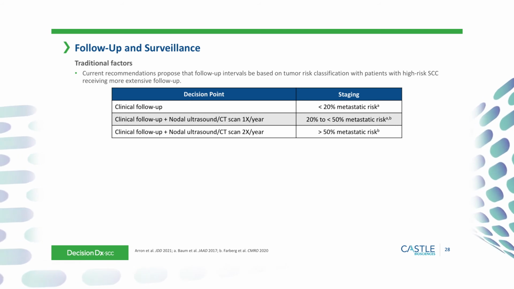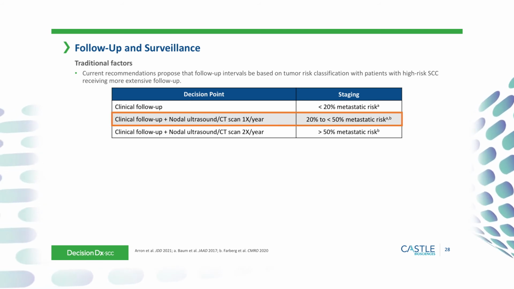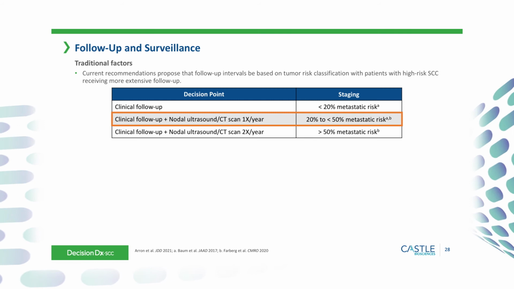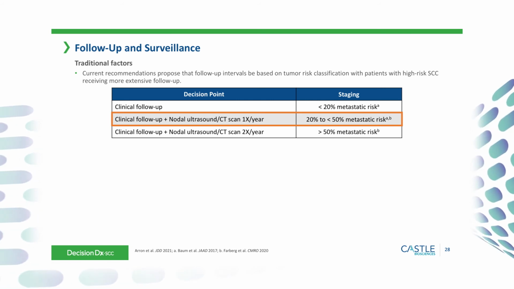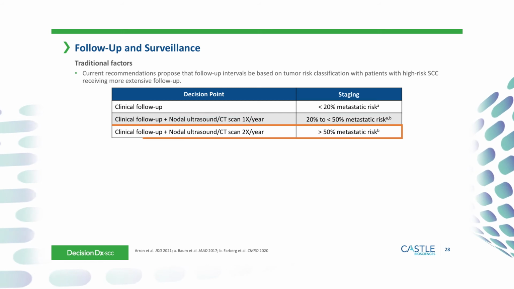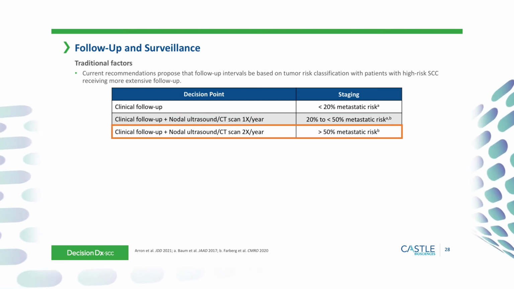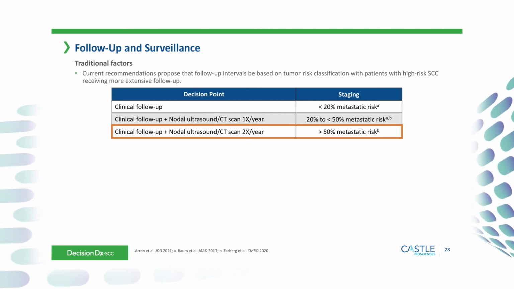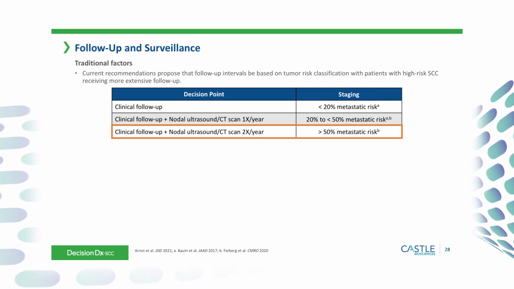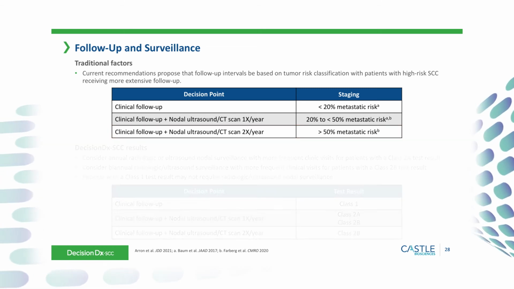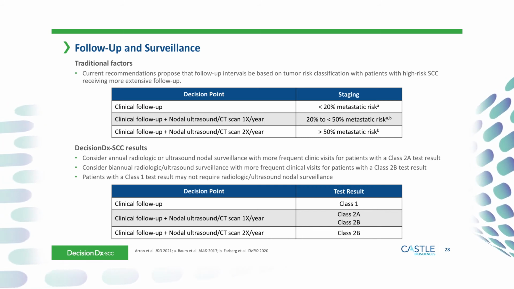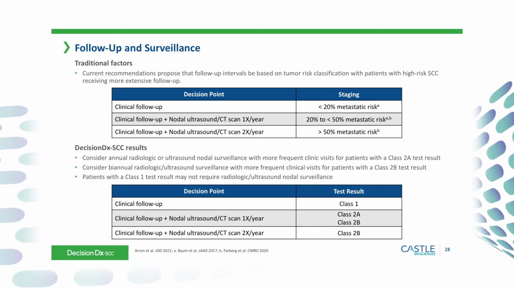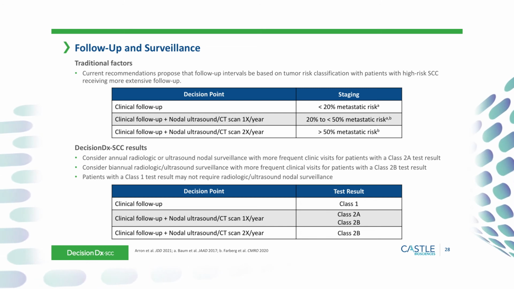For higher risk patients, so when you start thinking in the 20 to 50% metastatic risk range, the recommendation is generally follow-up, ultrasounds or CAT scans yearly. And then finally, for the highest risk patients, usually more frequent evaluations and scanning is very much reasonable. So that's the traditional approach. If you think about how you would potentially incorporate the results of the gene expression profile, the decision points are kind of listed here below.